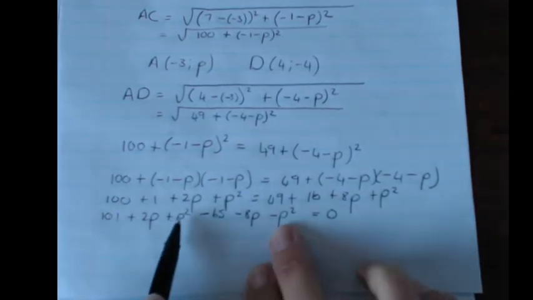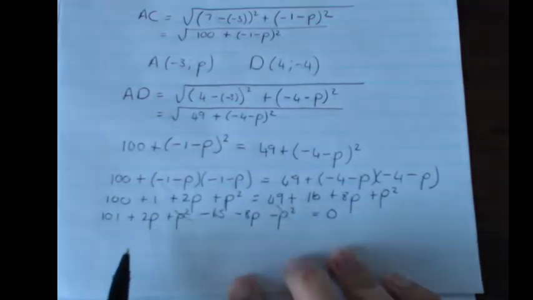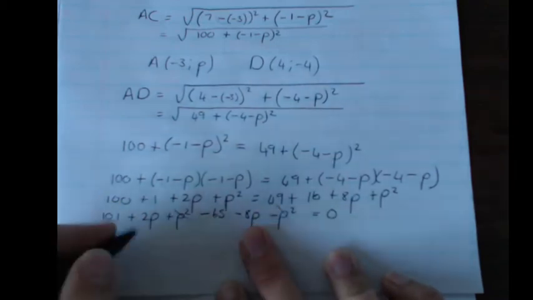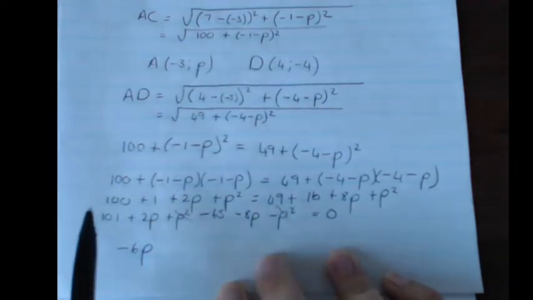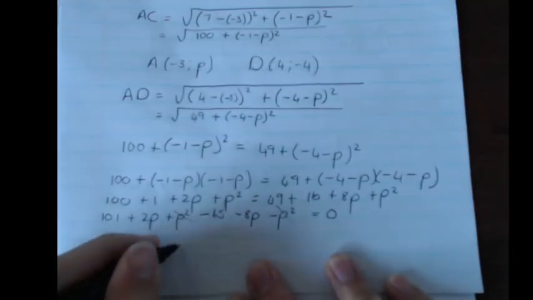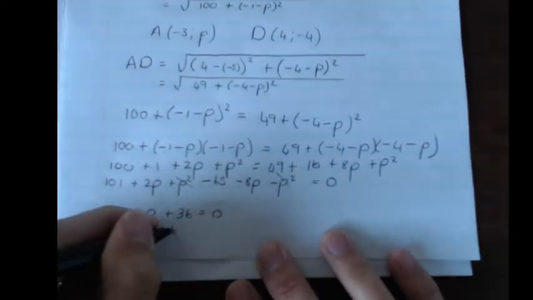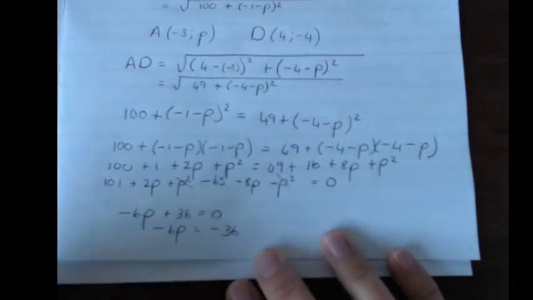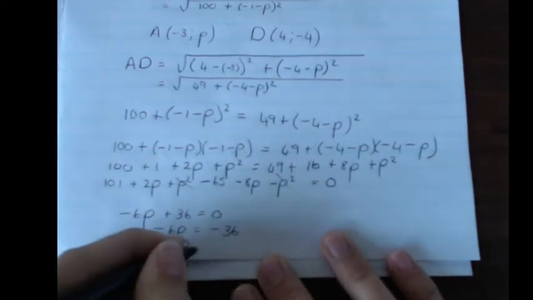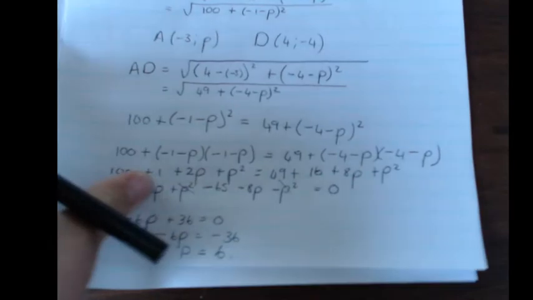Right, and then add the like terms. Let's start with the P squared. P squared minus P squared is nothing, so that actually falls away. Then the P's, 2P minus 8P is minus 6P, and 101 minus 65 is going to be 36. So plus 36 is equal to 0, and then, well, this is linear, so now I need minus 6P is minus 36, and then if I divide by negative 6 both sides, I get P is 6. Okay, so that's question 1.